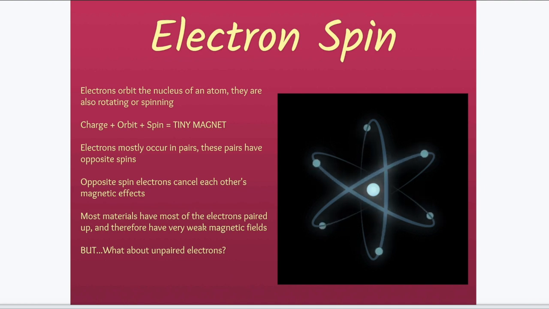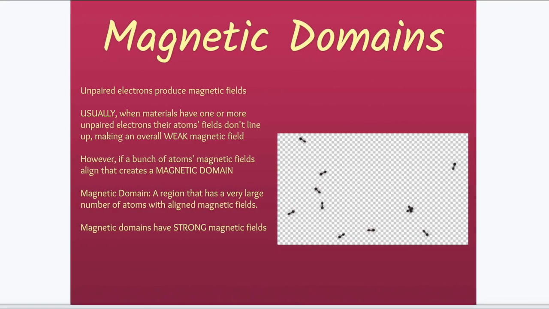Most materials have most of the electrons paired up, and therefore they have very weak magnetic fields. So as we said, most materials are not magnetic, but what about unpaired electrons? Unpaired electrons produce magnetic fields. Usually, when materials have one or more unpaired electrons, their atoms' fields don't line up, and this makes an overall weak magnetic field. They're all pointing in different directions, and so the magnetic fields aren't very strong.